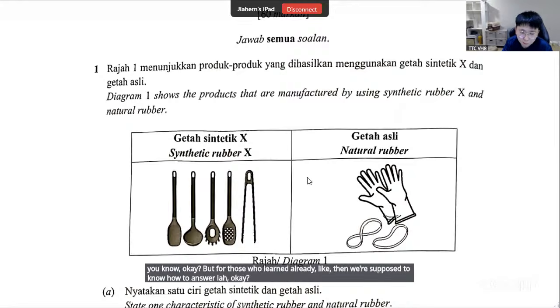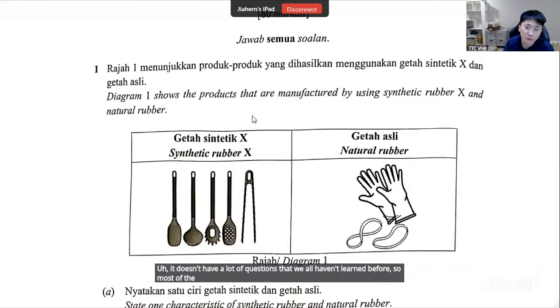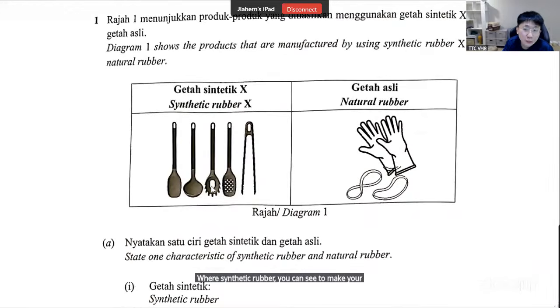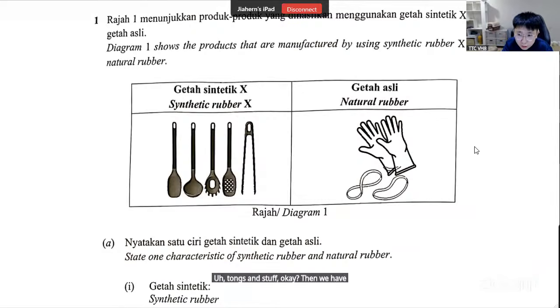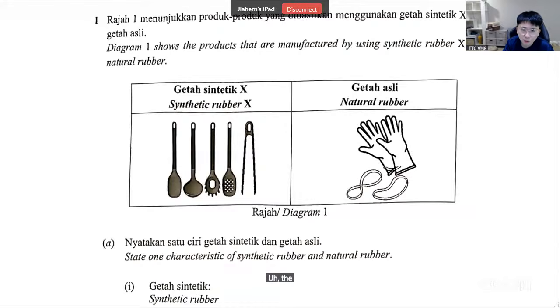I checked this paper already. It doesn't have a lot of questions that you all haven't learned before. Most of the questions you learned already, so let me try to revise overall. For the first one, synthetic rubber is used to make your cooking utensils, all the tongs and stuff. Then we have natural rubber to make gloves and rubber bands. This one is very fresh, right? You learned this in the last class.